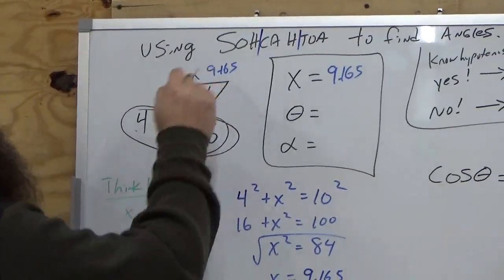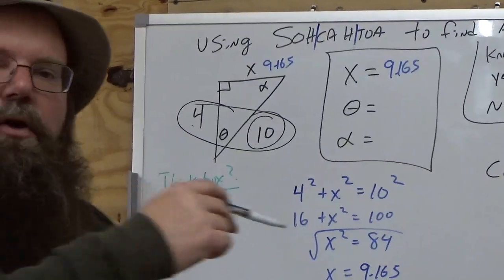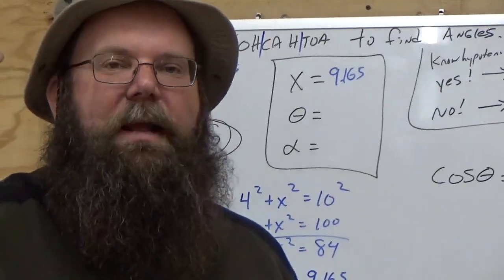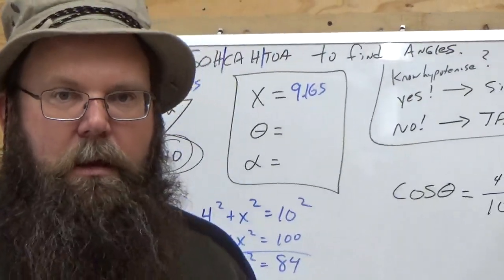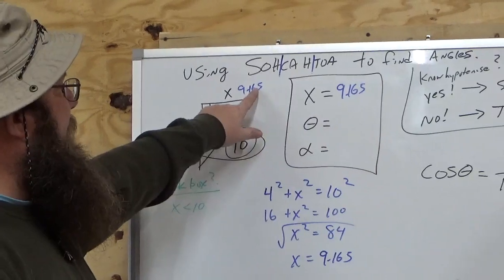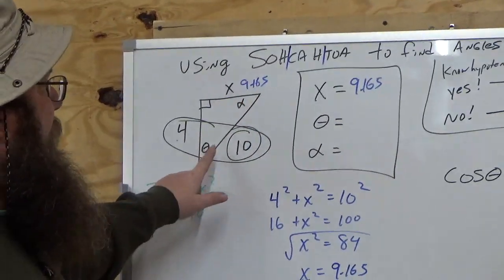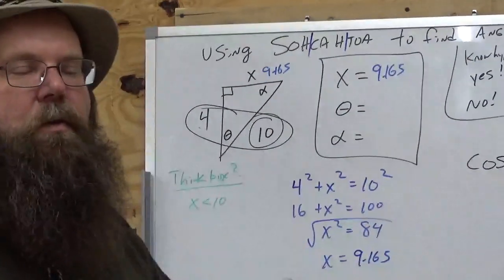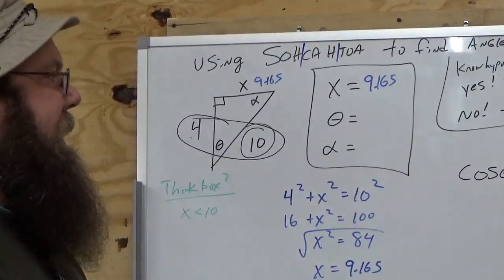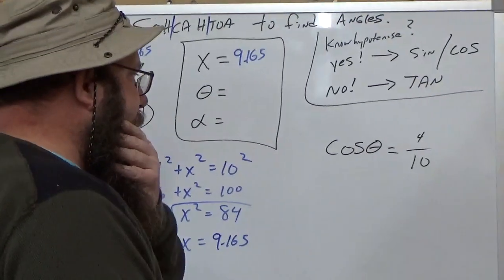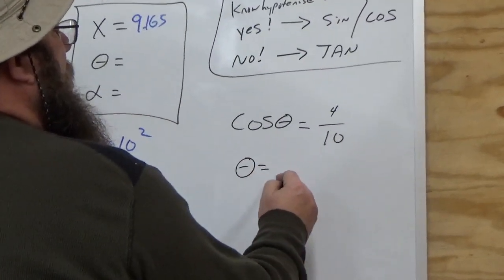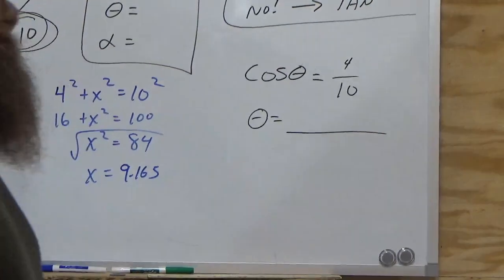In this, don't use a 9.165. If you do, I'm not going to mark it wrong. I'm just saying that you're going to get a slightly different answer because of rounding. That's compounding error. That number was rounded. If you use that number to find the angle, you're compounding the error. The rounding compounds itself. So cosine of theta is 4 over 10. How do I do this? How do I get a degree out of that?